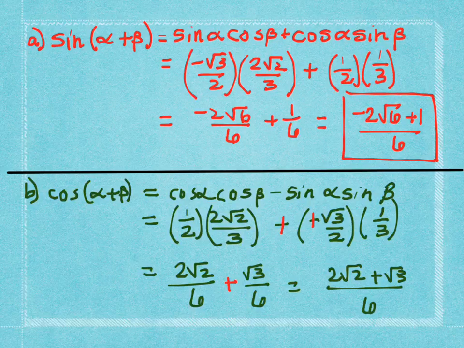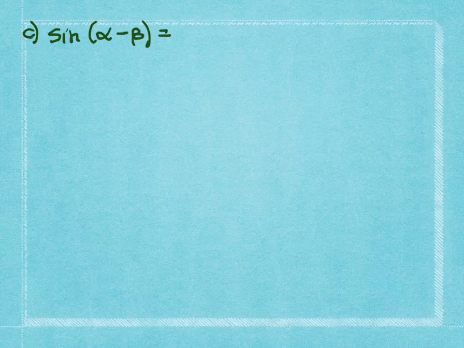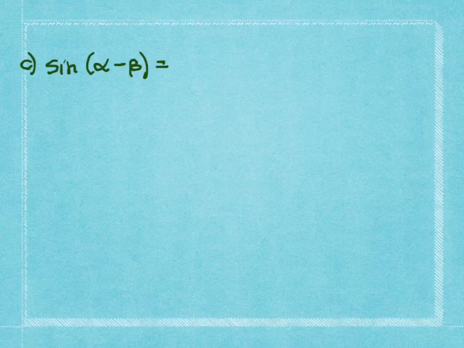All right, we're going to do C. C was very similar to A. It is sine of alpha minus beta. So somebody's going to find out for me, what is that formula for sine of alpha minus beta? Sine of alpha cosine of beta minus cosine of alpha sine of beta.